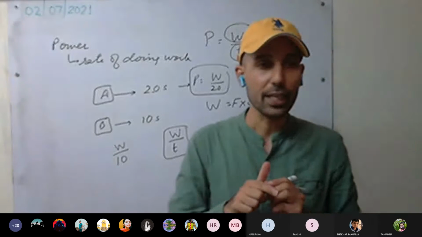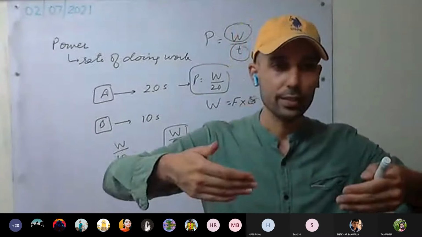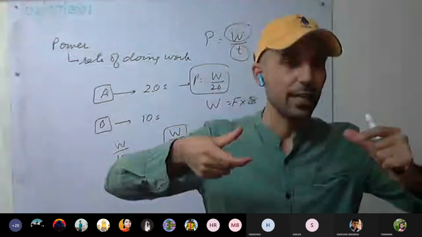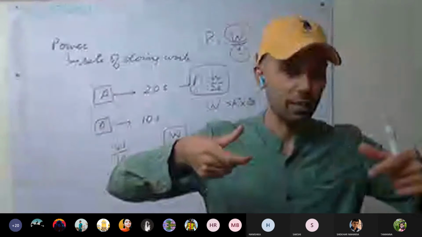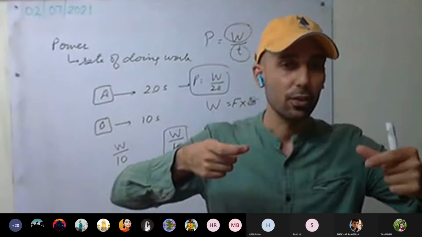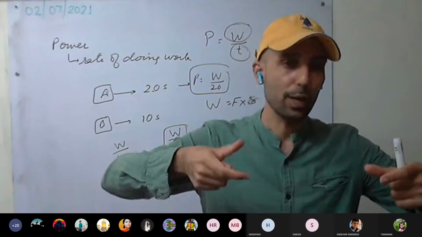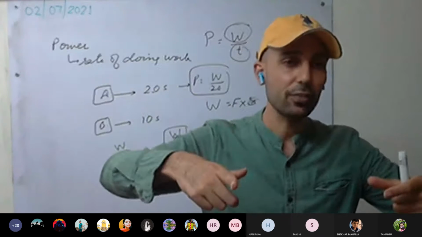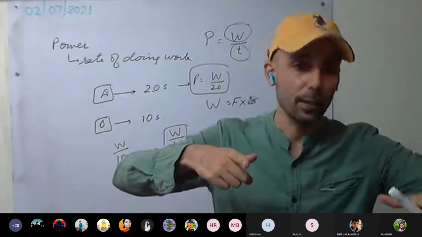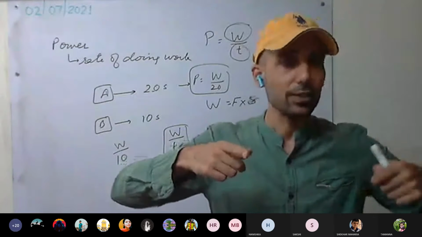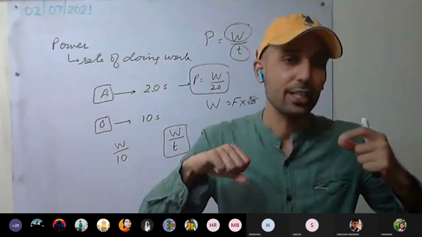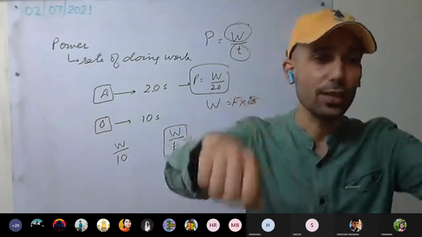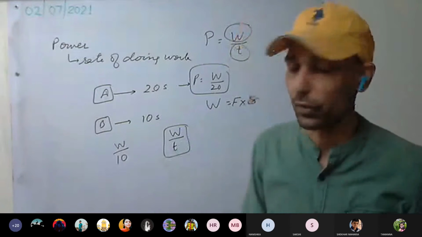So you can take this question like this. Both started doing the work. B has spent double the power, A has spent less power. If A has spent 1 power, B has spent 2 powers. Now B has completed the work in just 10 seconds, while A will take double the time, 20 seconds, because A is spending less power, so it will take more time. But at last, both have done the same amount of work.